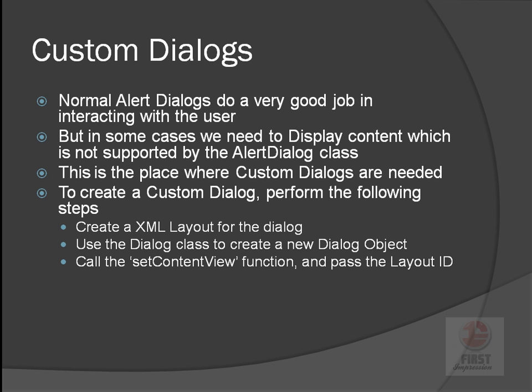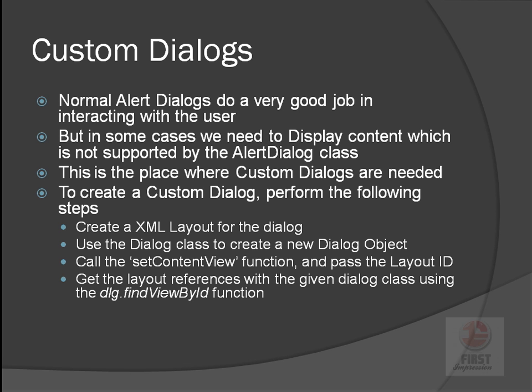So we created the XML file, we built the dialog. Now we have to put this XML file inside the dialog. So we have to call the set content view function of the dialog and pass the layout ID. We have to get the references of all the controls as we did in the normal activities, then write the event handlers for them and show the dialog. Okay, so this is very simple.